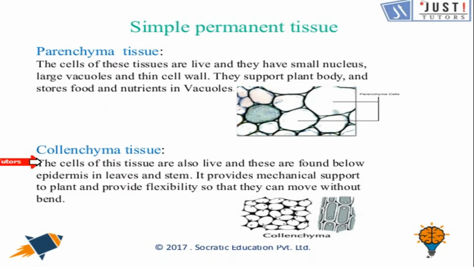The next one is collenchyma. Cells of this tissue are living and they vary in structure. Cells of this tissue are irregularly thickened at the corners due to the deposition of pectin. If we talk about intercellular space, that is very little or absent between the cells of this tissue.